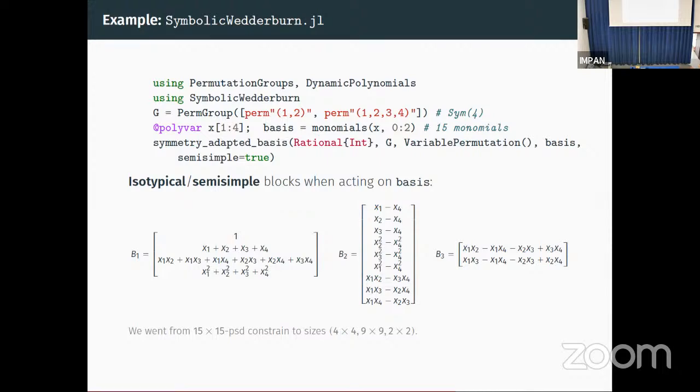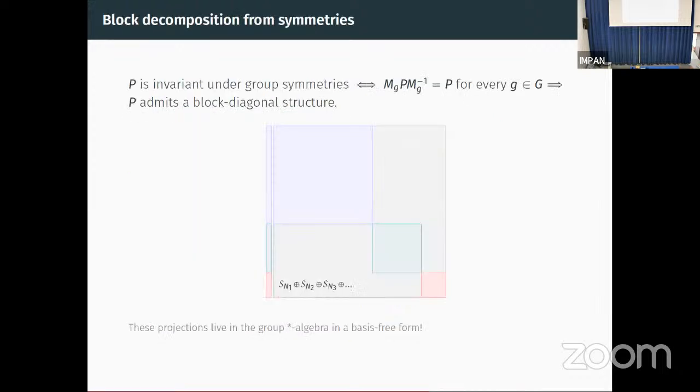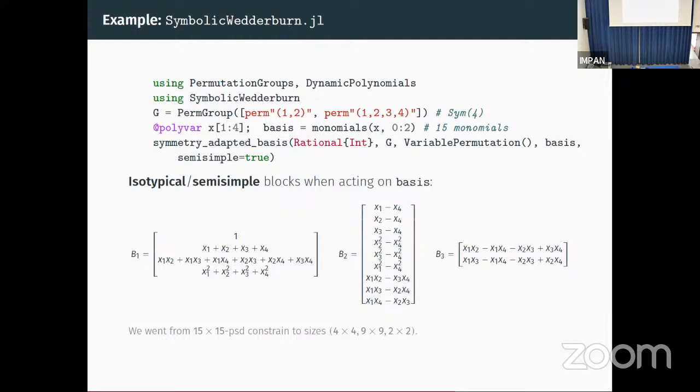And here I said that these projections, so projections onto these subspaces, live in a group algebra in a basis-free form. Here I give you a basis form of the projection. They have a basis because you picked one. But if you pick a different one, they are going to change, and these projections are not going to change. Okay? So what do they look like?